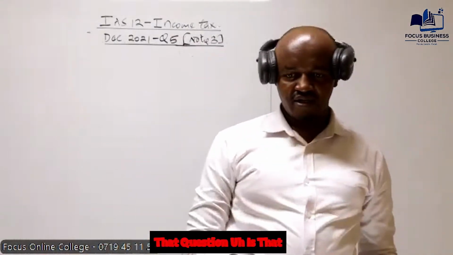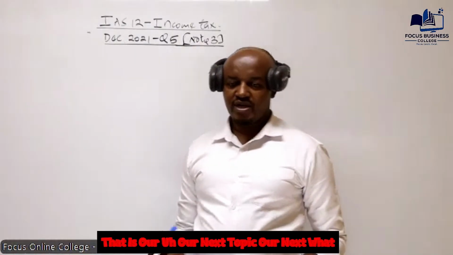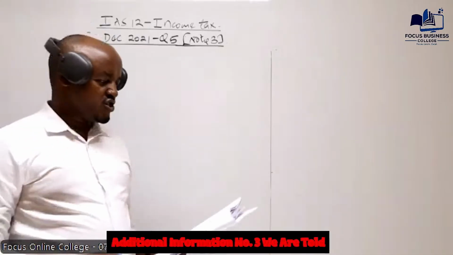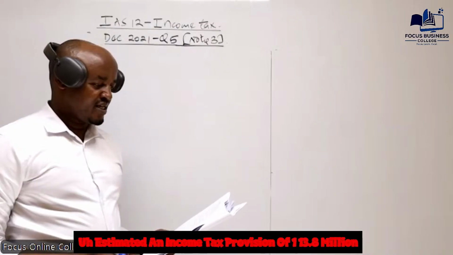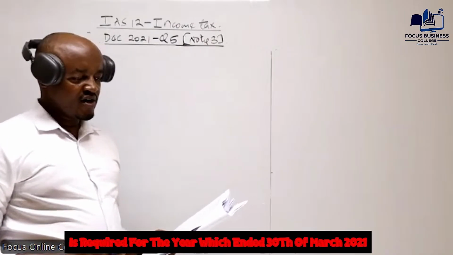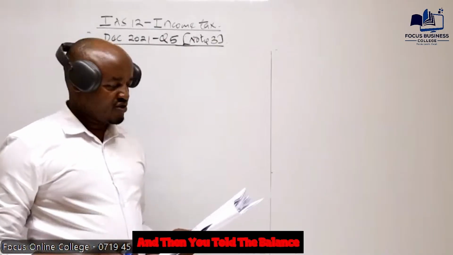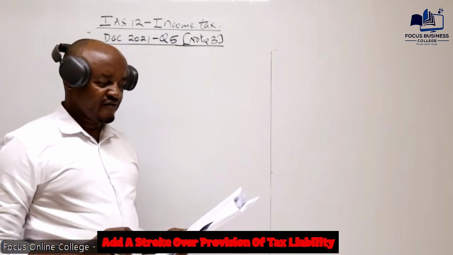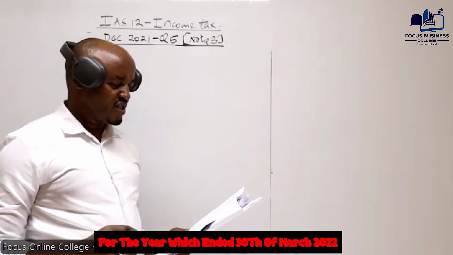That question is from the topic of published financial statements. That is our next topic. So what are we told in this note number 3? Additional information number 3. We are told that Bawabu Limited estimated an income tax provision of 113.8 million is required for the year which ended 30th of March 2021. And then you're told the balance on the current tax represents under or over provision of tax liability for the year which ended 31st of March 2022.